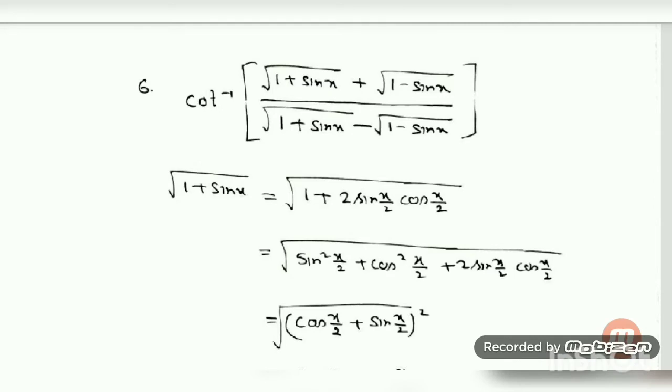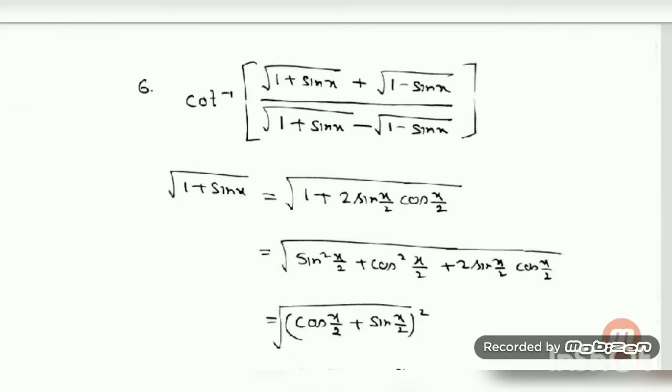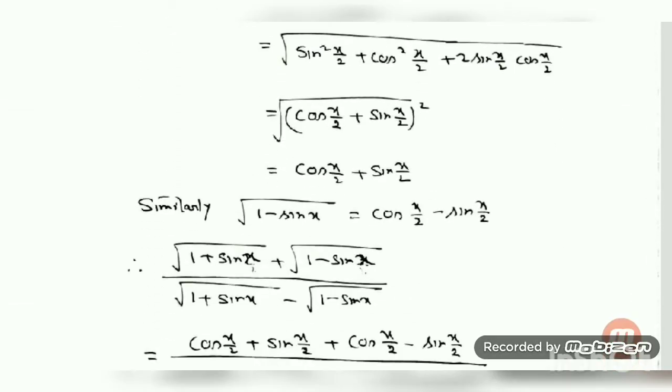Tan, we have to do one more step, that is tan inverse. You have to convert in terms of cot again. Okay, that's why I have done it directly. After this, similarly we can write 1 minus sin x as cos of x by 2 minus sin of x by 2. Then I have done the simplification step here.